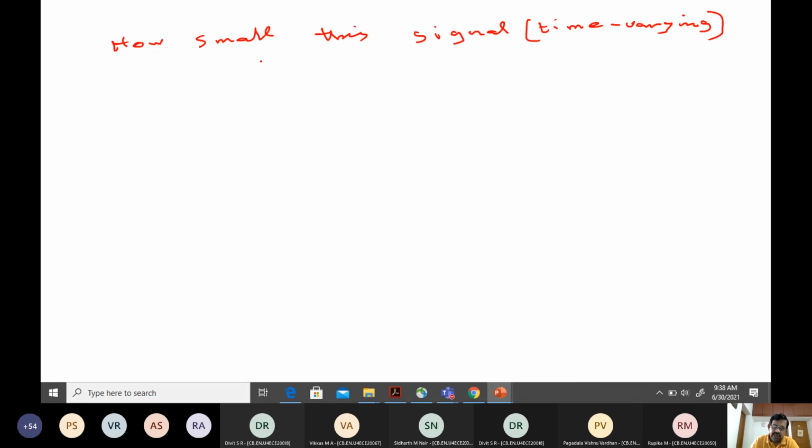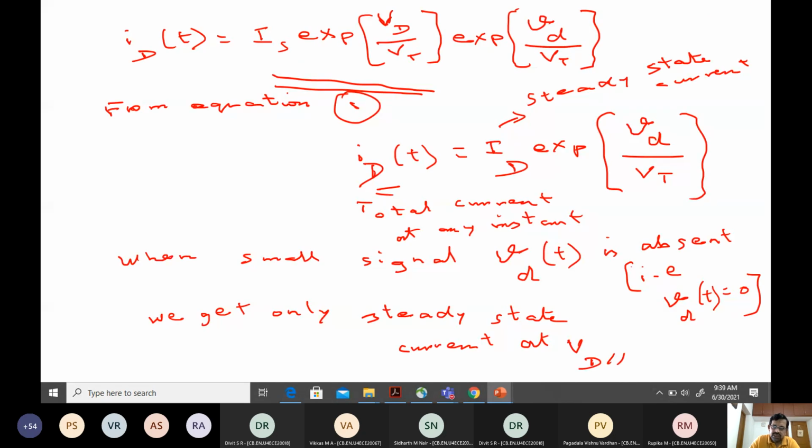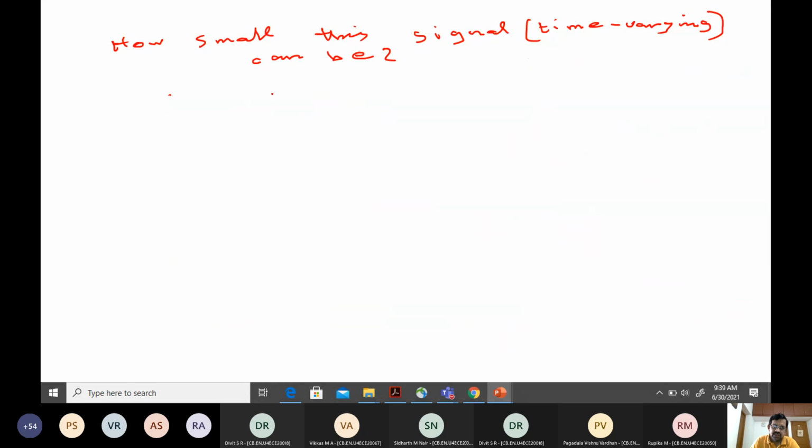How small can the signal be? This is the question we have not addressed so far. To address this, look at this equation carefully. Let us go back to that equation: I_D as a function of time equals I_D exponential of small v_d by V_t, where V_t is the thermal voltage. So this ratio will define that answer.